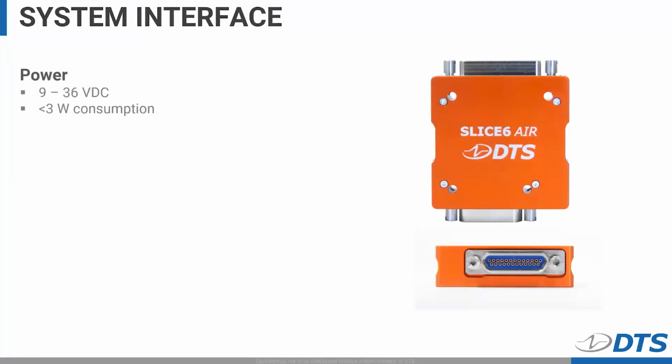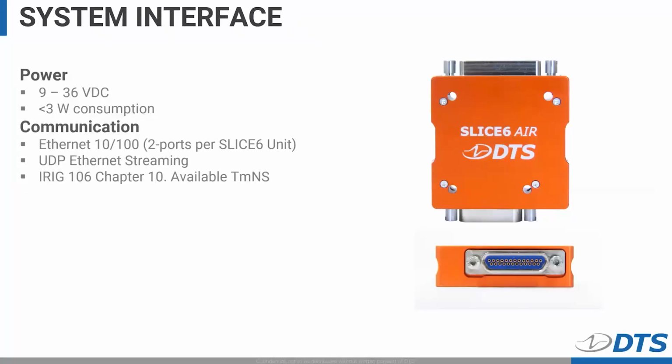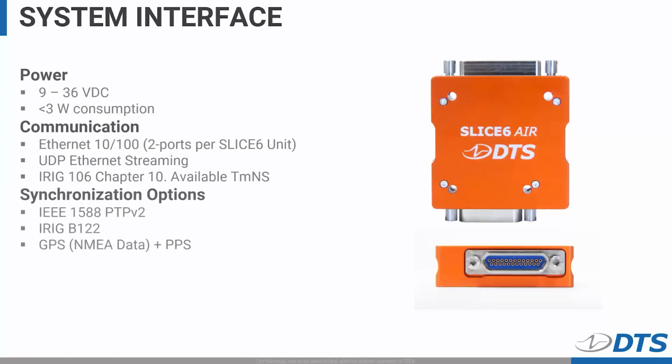Our system interface can support power from 9 to 36 volts DC. Each module has a lower than 3-watt power consumption. Again, communication is with an internal Ethernet. It's a 10/100 2-port, transformerless Ethernet switch. That's how we were able to get the unit down so small. Our streaming is via UDP Ethernet. And of course, it's in either IRIG 106 Chapter 10 or TmNS formats. Time synchronization can be handled via 1588, so timing over Ethernet. We also support, of course, native or legacy IRIG-B and GPS, so using NMEA data and PPS signals.